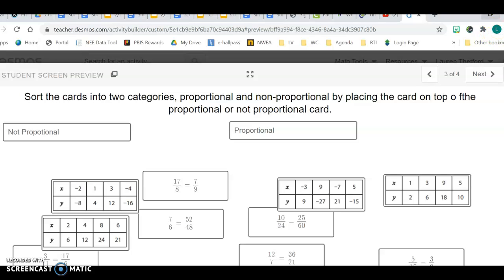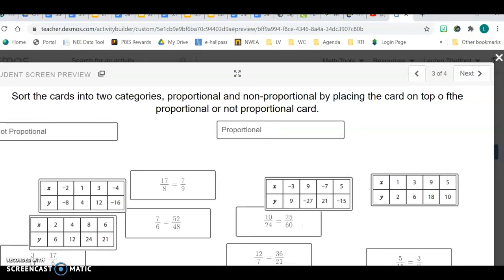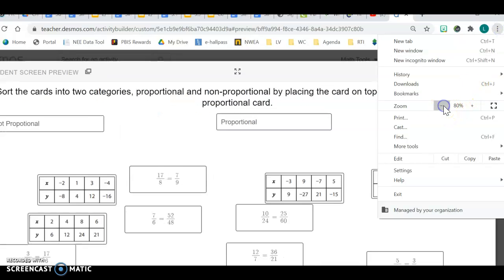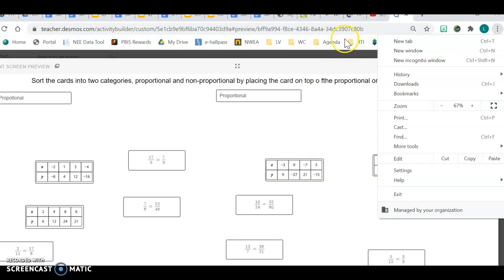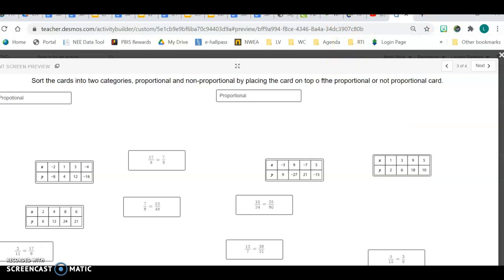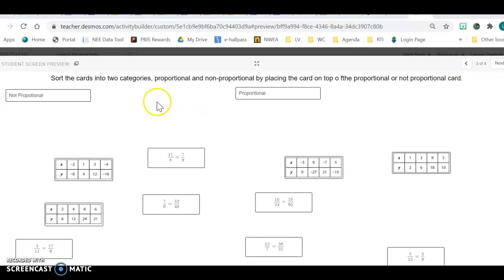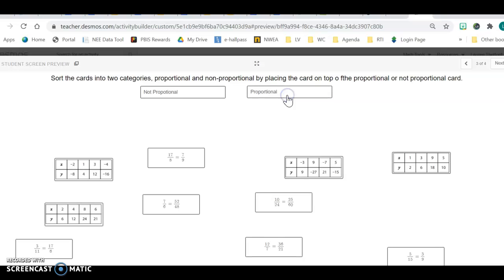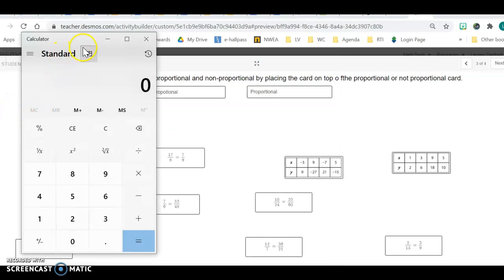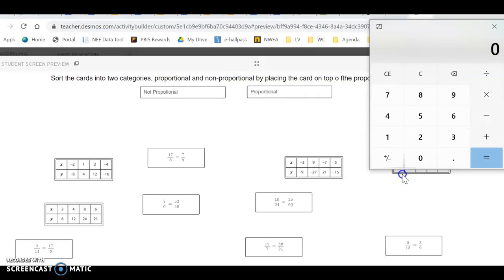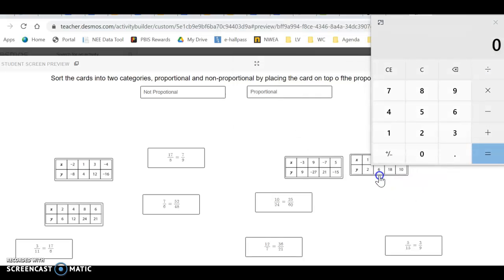First of all, if you hit the 3 dots up here in the side and you make it smaller, it's easier to see all of your pieces. But you will notice that there's a card that says proportional and non-proportional. What you are doing is trying to see if it's proportional or not. So is the table proportional? Are the two fractions proportional?